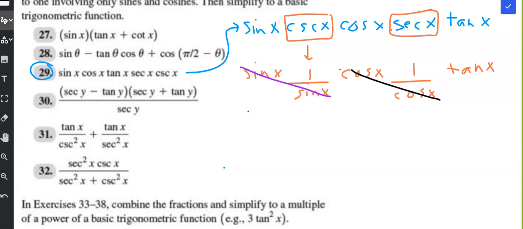Those cancel out, leaving me just with tangent x. 1 times tan x. Yep, that's it. So it's just tangent x for question 29. Okay, so what was next on my list? 35.